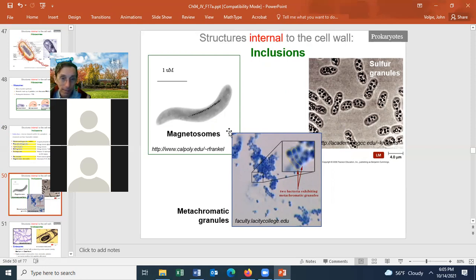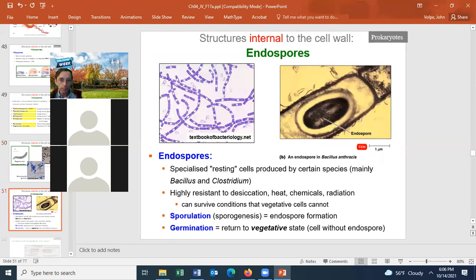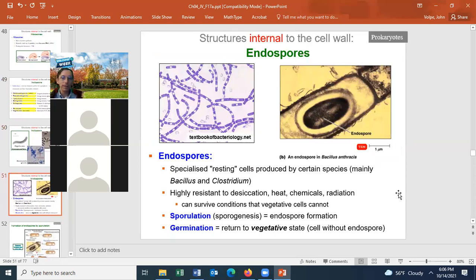These are magnetosomes, and here, metachromatic granules. So the yellow is showing you the cell here, and then there are 3 blue inclusions in that cell. Any question about inclusions? If not, let's talk about endospores.